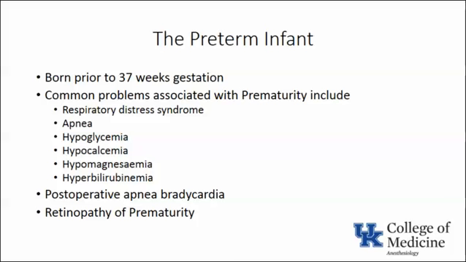A preterm infant, again, is one that's born prior to 37 weeks of gestation. There are some problems that are very peculiar to a preterm child, and that is respiratory distress, apnea, hypoglycemia, hypocalcemia, hypomagnesemia, and hyperbilirubinemia. Under anesthesia, or post-anesthesia, they're prone to postoperative apnea and bradycardia. These preterm infants are also prone to retinopathy of prematurity.